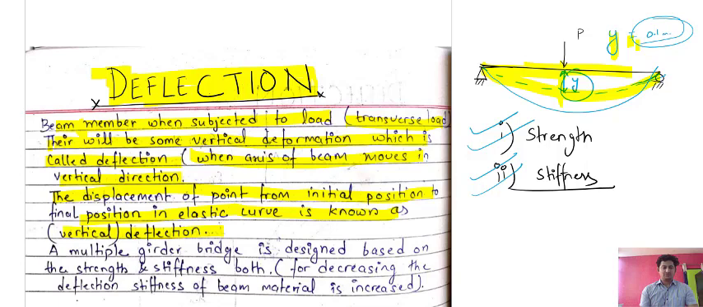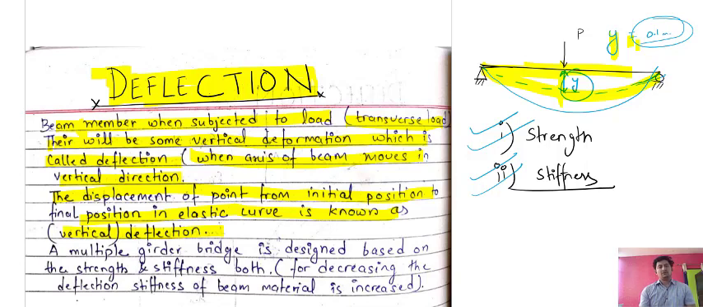Strength criteria is based upon how strong the structure is, and stiffness criteria is based on how stiff the structure is to resist deflection, so that it should not allow more deflection than the permissible limit. Okay, so this is the stiffness criteria and strength criteria.